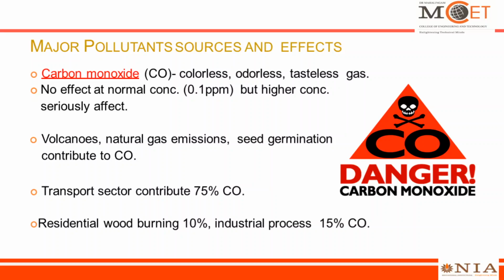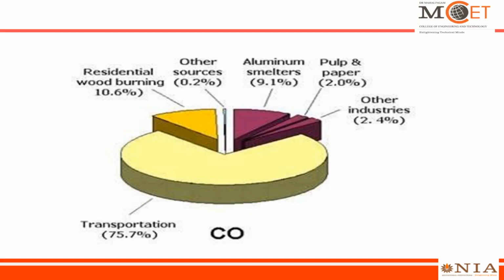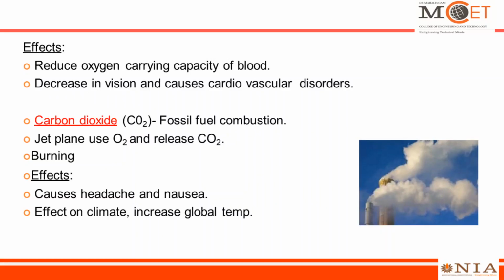Sources: volcano, natural gas emissions, seed germination contribute to CO. Transportation sector contributes 70% of the CO, wood burning 10%, industrial processes 15%. So this is a pie chart representing the contribution of CO from various different activities. So the effect is that it reduces the oxygen carrying capacity of blood and decreases vision, and causes cardiovascular disorders.